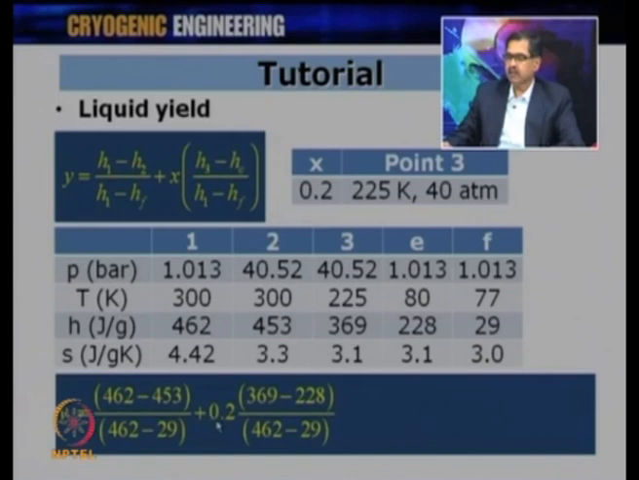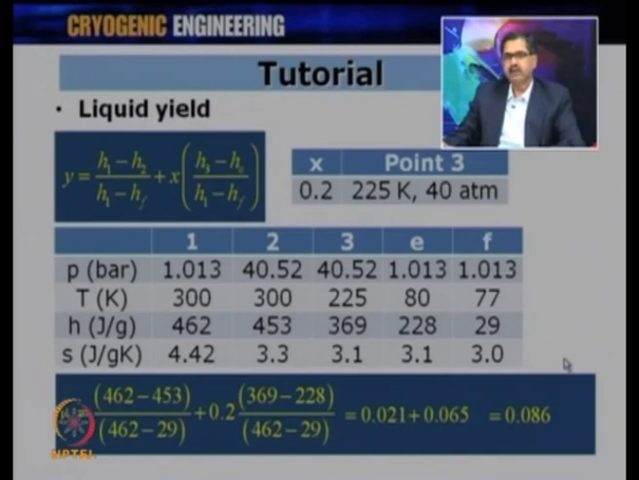Plus x times, that is 0.2 times H3 minus He, which is nothing but the difference between these two values, divided by H1 minus Hf, and this will give you 0.086. So, y, that is m dot f upon m dot, is only 0.086. So, this much fraction of gas gets liquefied when 0.2 fraction is diverted through the expansion engine, and this is what we have calculated.